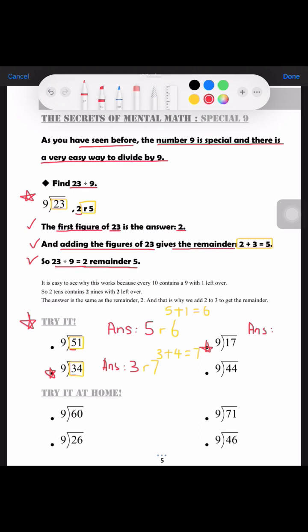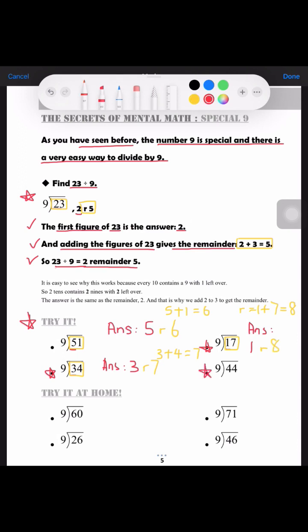Okay, next question. 17 divided by 9. So what is the answer? Yes, it will be the tens digit, 1. And the remainder is 1 plus 7. So 1 plus 7 equals 8. The remainder is 8.